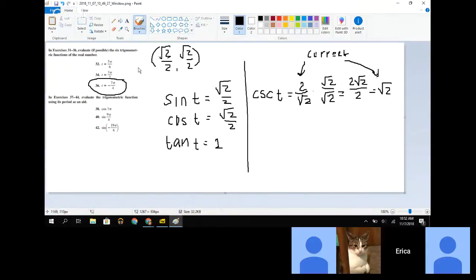So this is technically correct, but not written correctly. This is the correct way to write it, right? So we really don't want that. And if you're going to try to check your solutions, you're going to see something like that. All right, so that's the cosecant. Then the secant is also going to be the square root of 2. And the cotangent of t is also going to be 1. Okay?